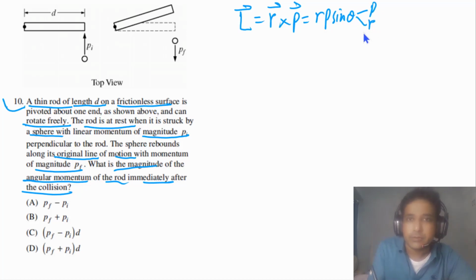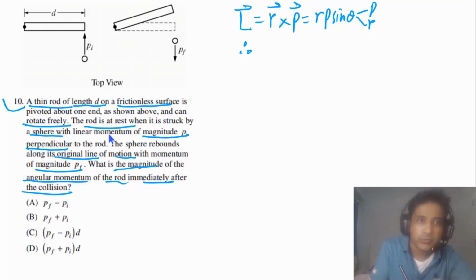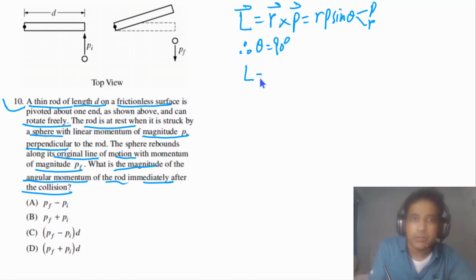In this case, theta is equal to 90 degrees because it is given to us perpendicular to the rod, so theta is equal to 90 degrees. So simply we can say in this case angular momentum is equal to r p, which is equal to m v times r. In this case, r is equal to d, so this is equal to m v times d.